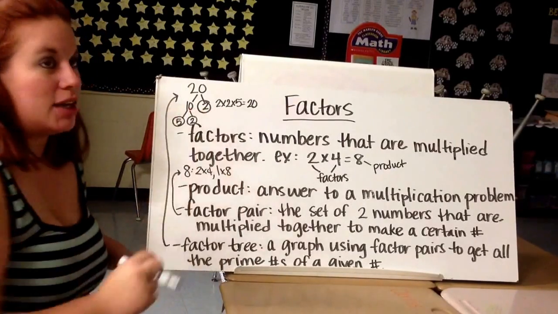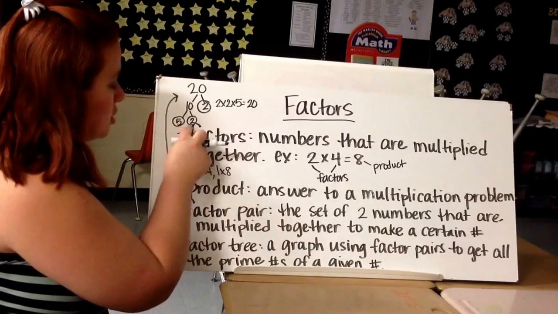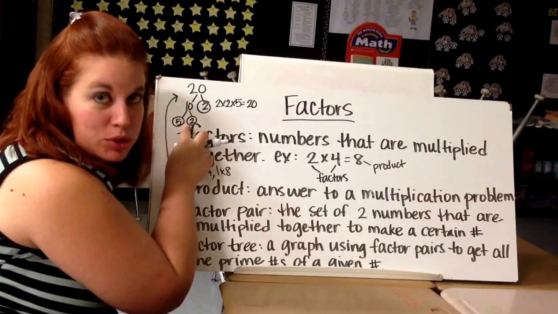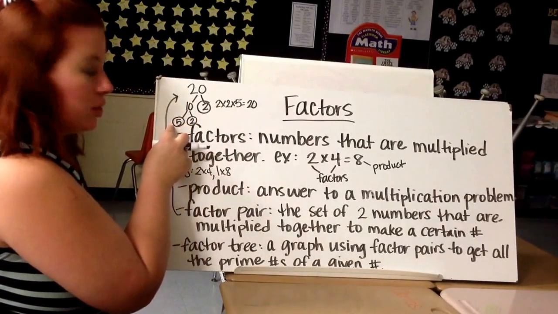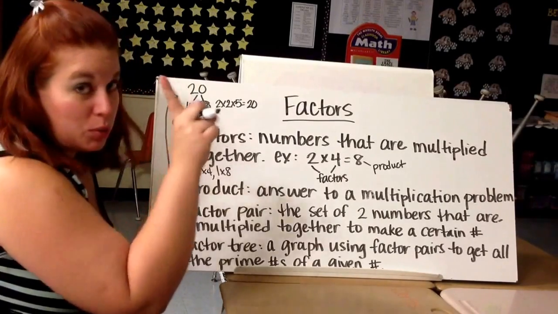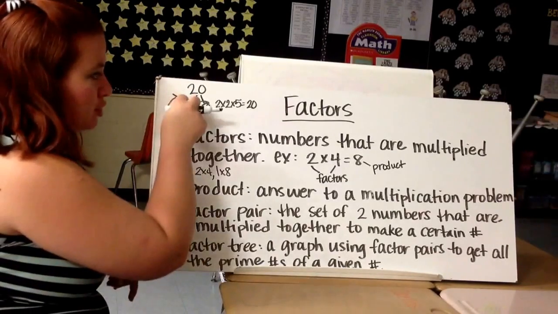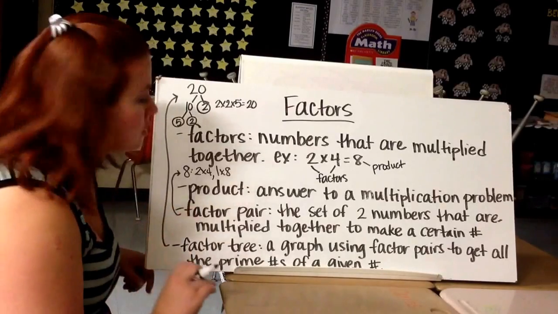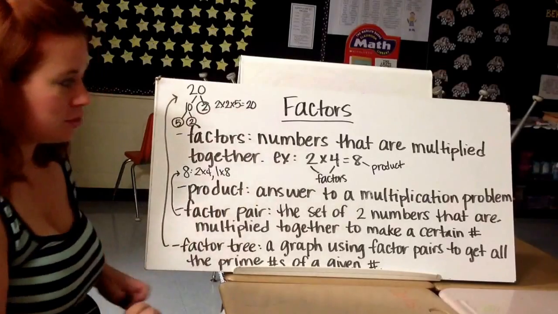Then I take 10. I know that 5 times 2 equals 10, so I put 5 and 2 underneath my 10. I know that only 1 times 2 equals 2, so that's only one factor pair, so it's a prime number. I know that only 1 times 5 equals 5, so that's only one factor pair, so I circle that, that's a prime number. When you do factor trees, you take all of your circled prime numbers and multiply them together. So 2 times 5 equals 20.